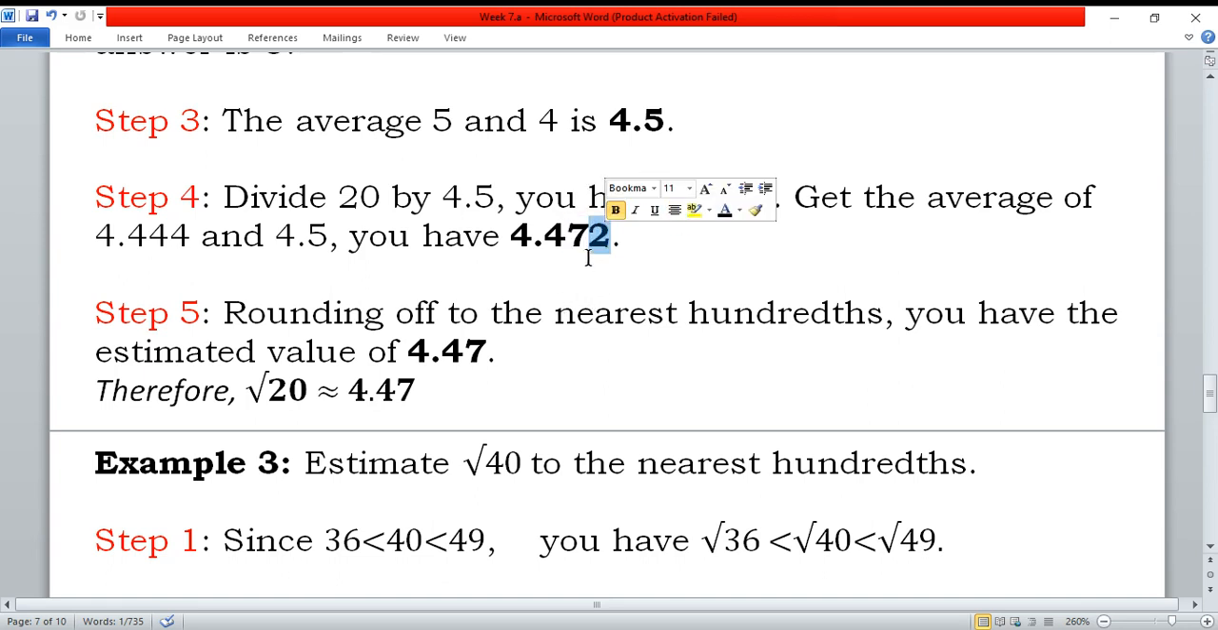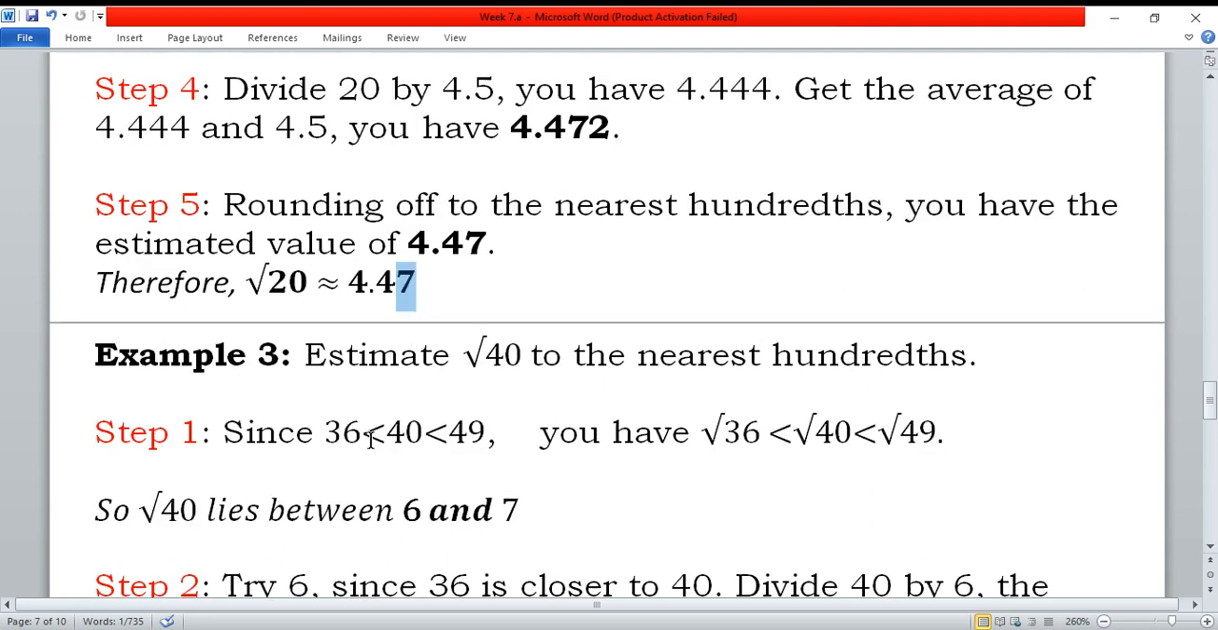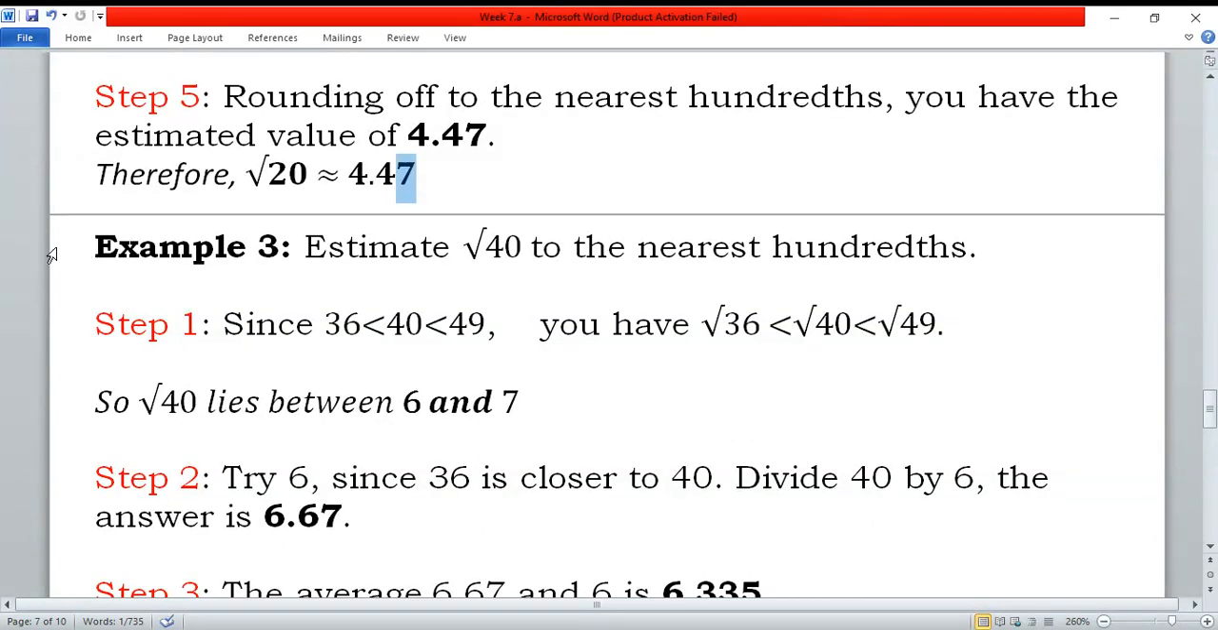Okay? Pag ang nasa kanan ng number na i-round off natin ay mas mababa sa 5, mananatili pa rin ang number na ilalagay natin dito. Okay? Ayan. So, let's have example number 3. Estimate square root of 40 to the nearest hundredths.